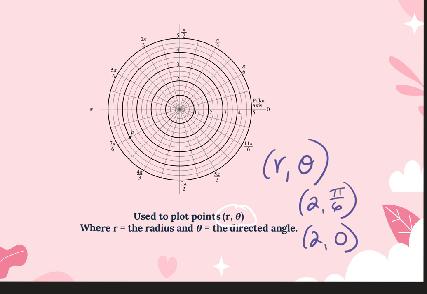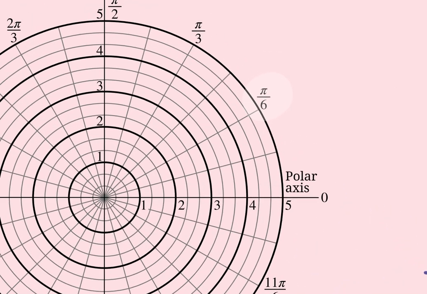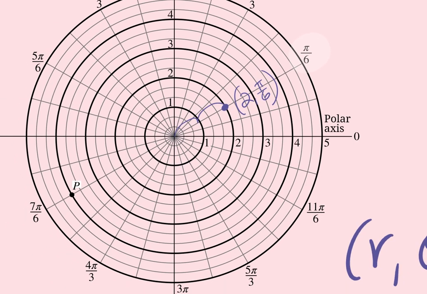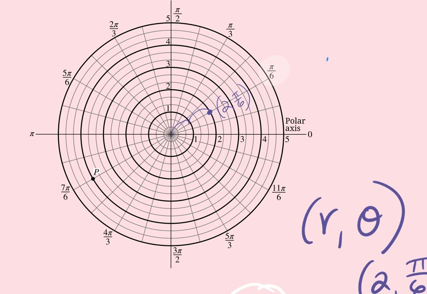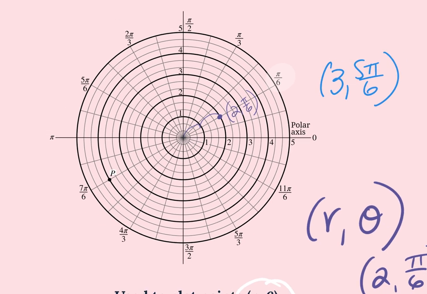If it said 2, pi over 6, I'm going to locate pi over 6. We know that's in the top right corner. And then I simply go to the second ring, 1, 2, along that angle, and that would be 2, pi over 6. So if it said 3, 5 pi over 6, I'm going to find 5 pi over 6. 5 pi over 6 is over here in the second quadrant. And I would go to the third ring. And I plot a point.